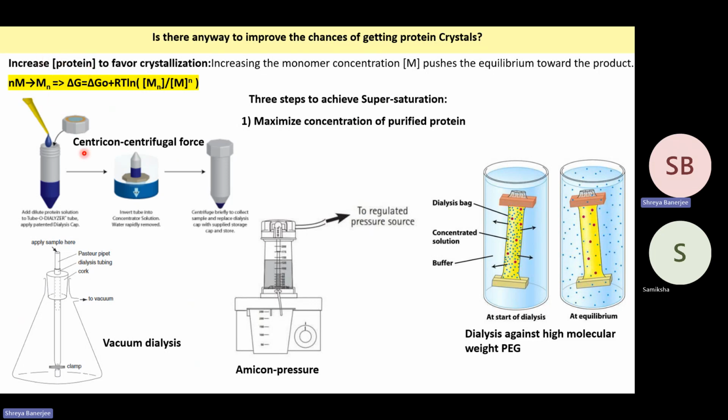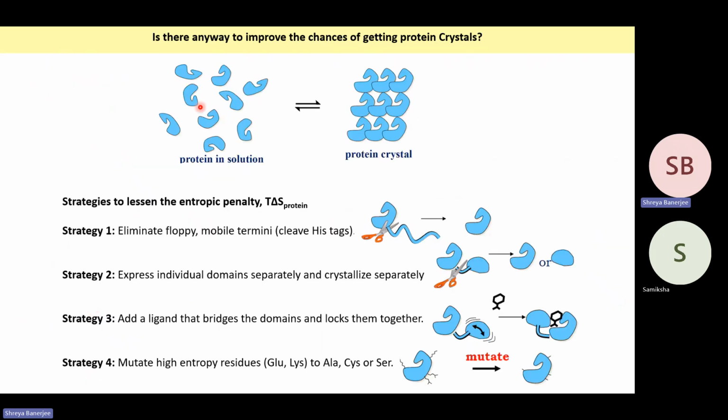So these are some ways in which you can increase the protein in the solution so that the equilibrium is pushed towards the right, that is, the crystals are formed easier.